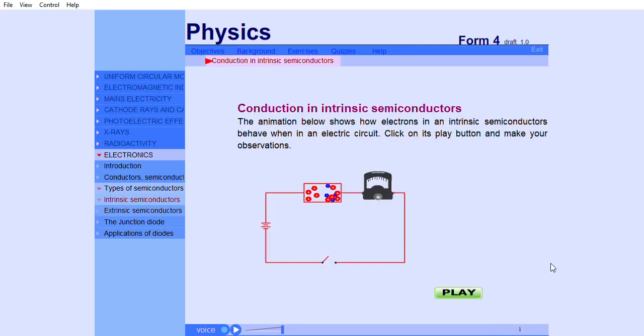Conduction in intrinsic semiconductors. The animation below shows how electrons in an intrinsic semiconductor behave when in an electric circuit. Click on its play button and make your observations.